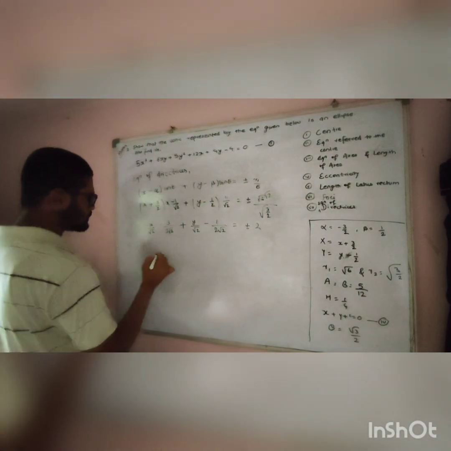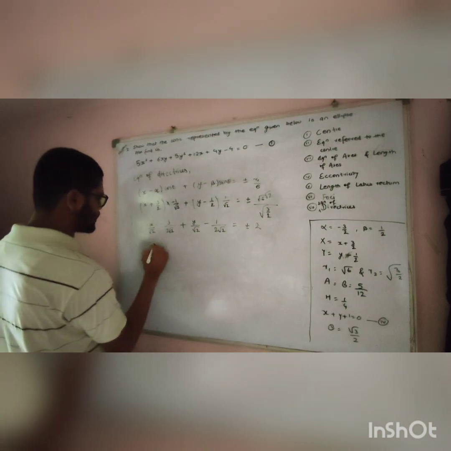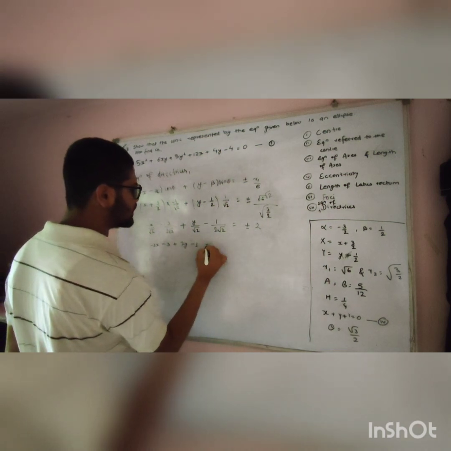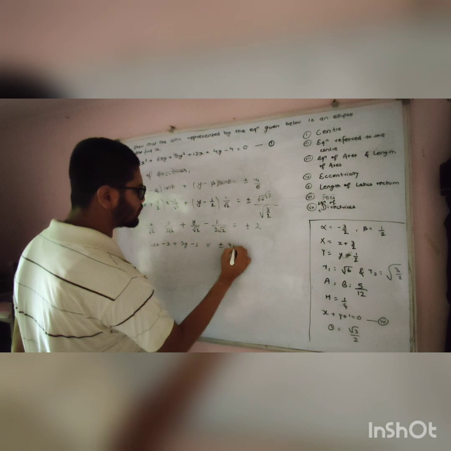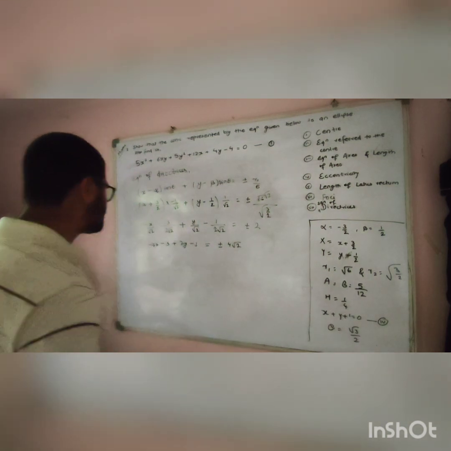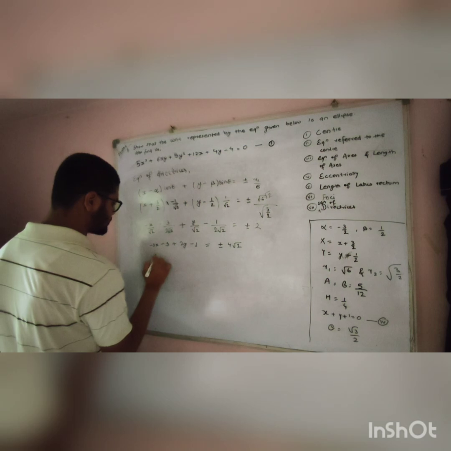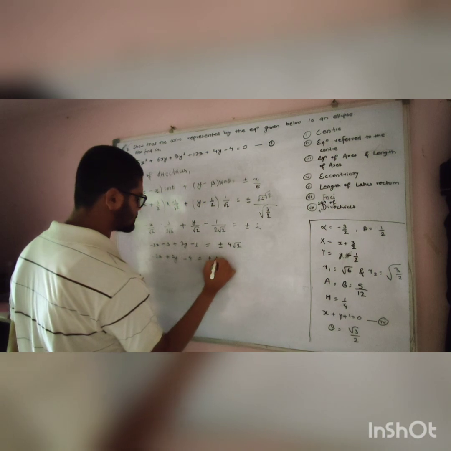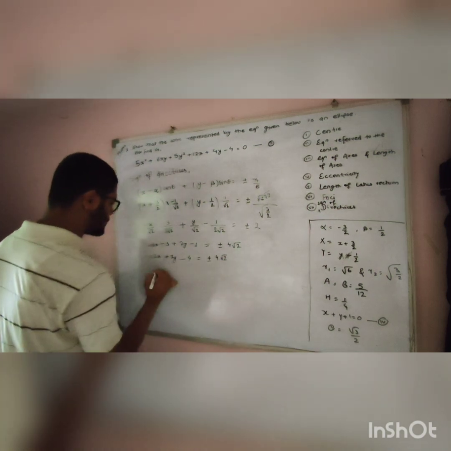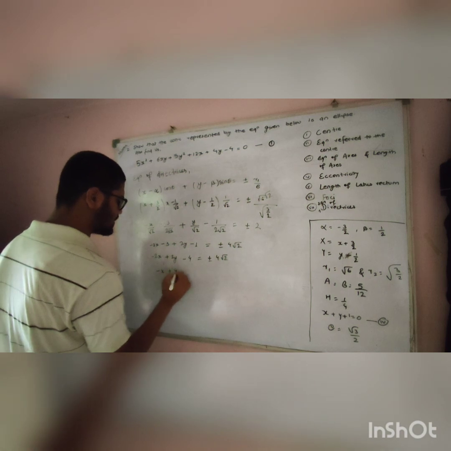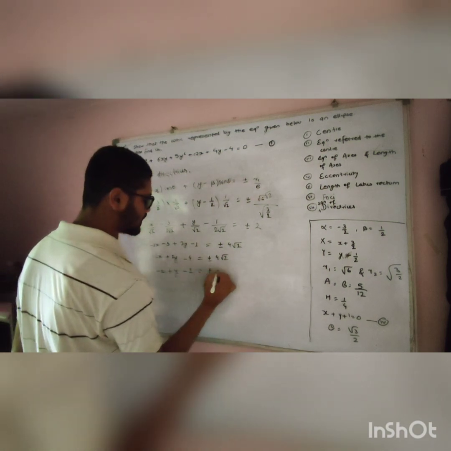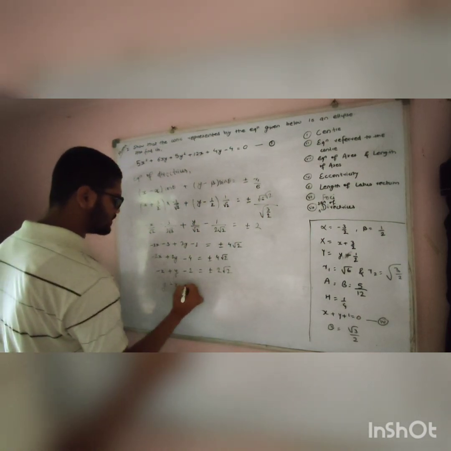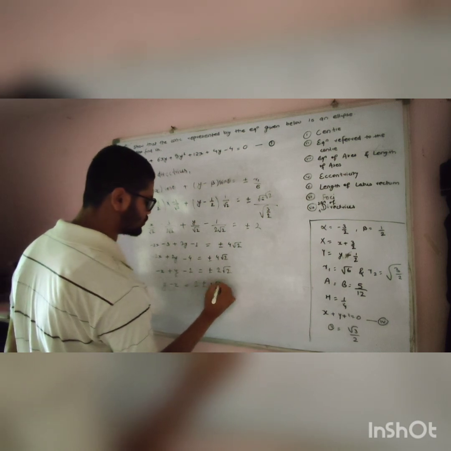Now taking the LCM, we get minus 2x minus 3 plus 2y minus 1 equal to plus minus 4 root 2. On further solving, it will be minus 2x plus 2y minus 4 equal to plus minus 4 root 2. Further it will be minus x plus y minus 2 equal to plus minus 2 root 2. Further it will be y minus x equal to 2 plus minus 2 root 2.